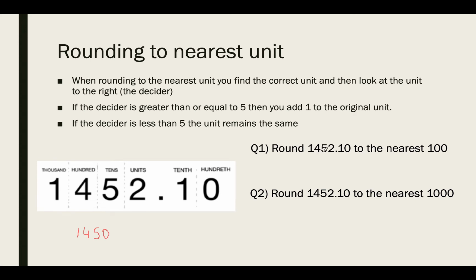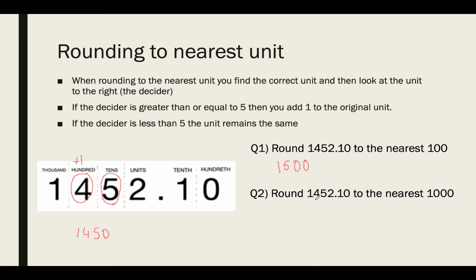So let's have a look at question 1. Round 1452.10 to the nearest 100. So we identify our hundreds unit, which is here, and we look at the unit to the right, and this is the decider here. 5 is the decider. Now 5 is actually greater than or equal to 5, so we need to add 1 to the original unit, so plus 1. Now our rounded number should be 1500.